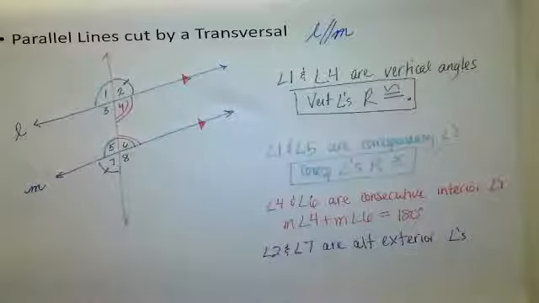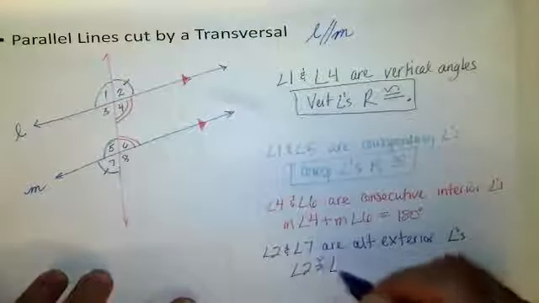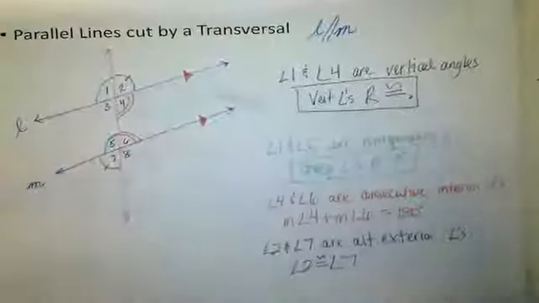I heard supplementary and I heard congruent. What are we thinking? Congruent. Yeah, so they are congruent. So angle 2 is congruent to angle 7. They have the same measure. They're equal to each other.